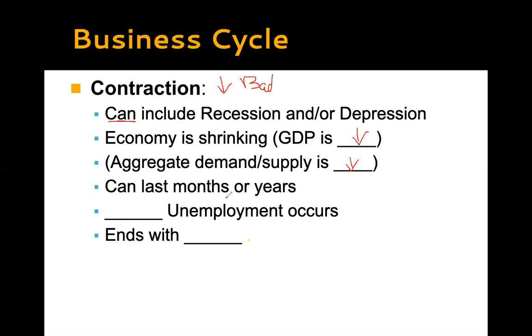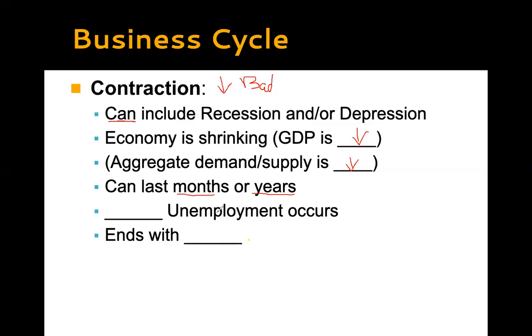Okay. Now, this can last months or years. In our reality, we expect this right now to only last for months. We don't expect our contraction phase to last for years. The expectation is hopefully we can flatten the curve, get this virus under control, and then once people get back to normal lives, the economy will pick back up. We don't see this lasting for years. Now, we're not guaranteed that, but that's what the expectation is.